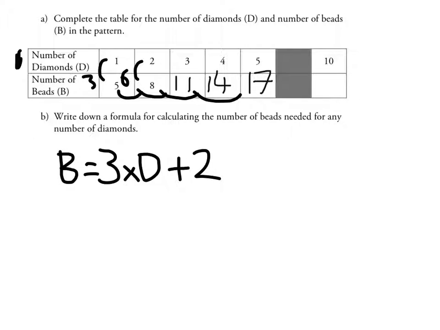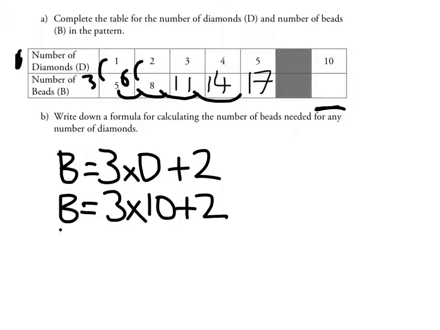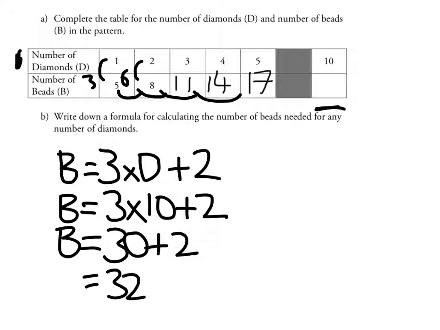Now, I need to fill in my table. I've still got to work out how many beads I need if I've got 10 diamonds. So I'm going to replace the d in my formula with 10. So 3 times 10 plus 2. 3 times 10 is 30. 30 plus 2 is 32. So fill in my table, 32.